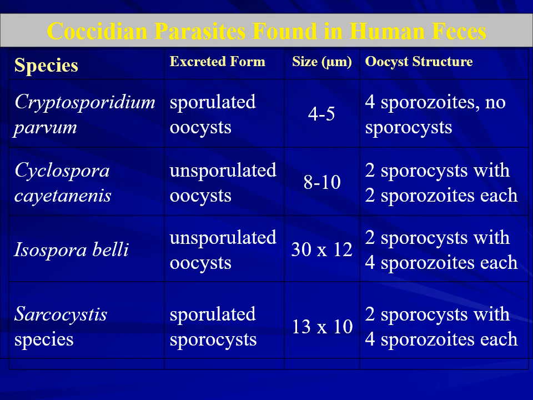I did not mention Sarcocystis in the life cycle. However, Sarcocystis is different from the three other parasites in that the excreted form of the oocyst is directly sporulated, which means infective, and the structure of the oocyst is two sporocysts with four sporozoites each.